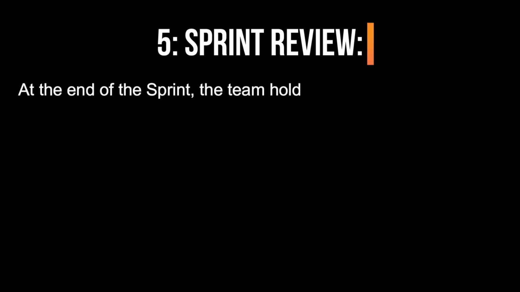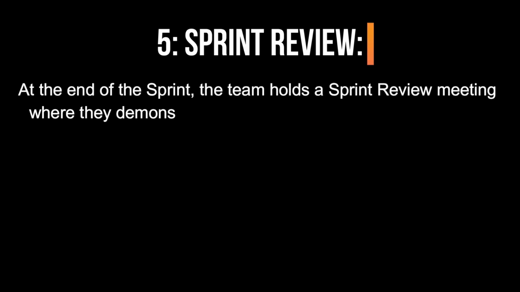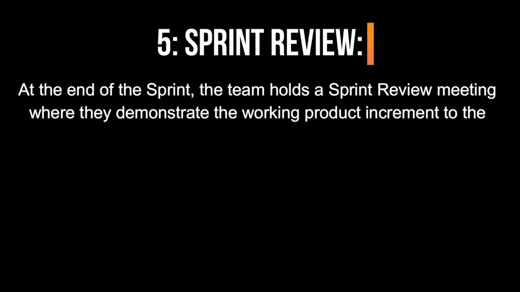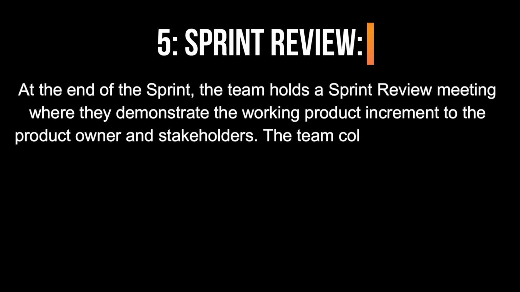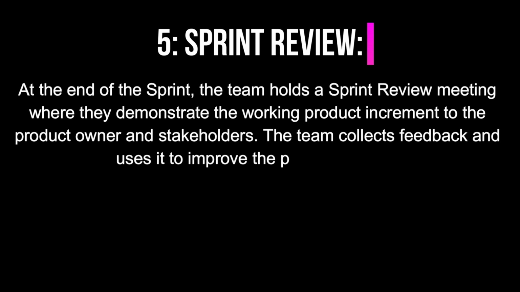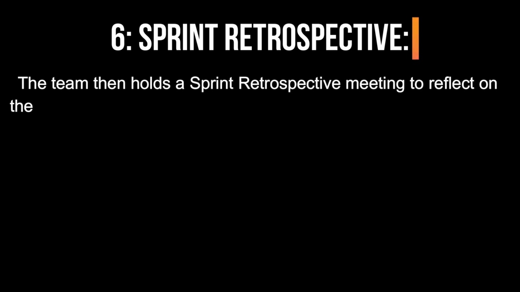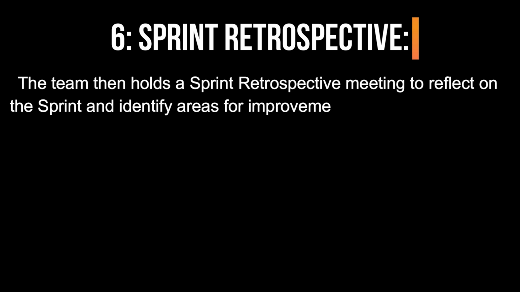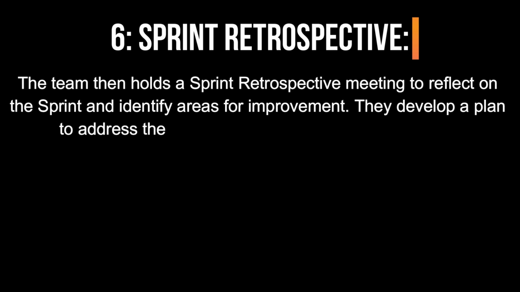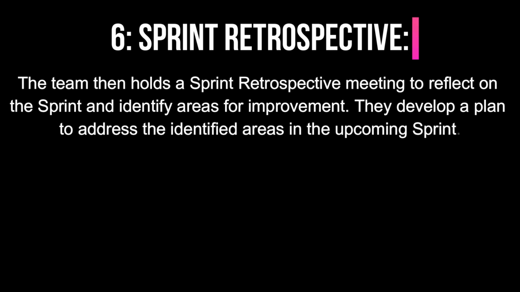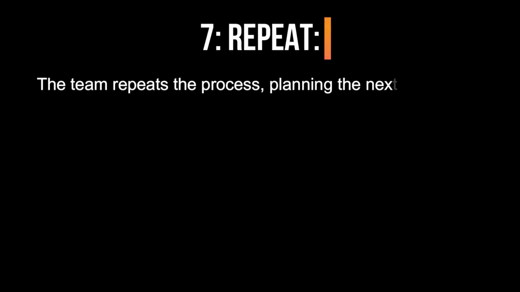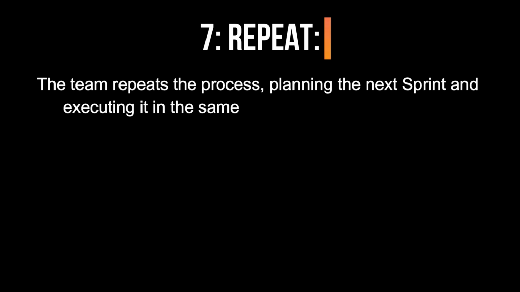5. Sprint Review. At the end of the sprint, the team holds a sprint review meeting where they demonstrate the working product increment to the product owner and stakeholders. The team collects feedback and uses it to improve the product backlog. 6. Sprint Retrospective. The team then holds a sprint retrospective meeting to reflect on the sprint and identify areas for improvement. They develop a plan to address the identified areas in the upcoming sprint. 7. Repeat. The team repeats the process, planning the next sprint and executing it in the same manner as the previous one.